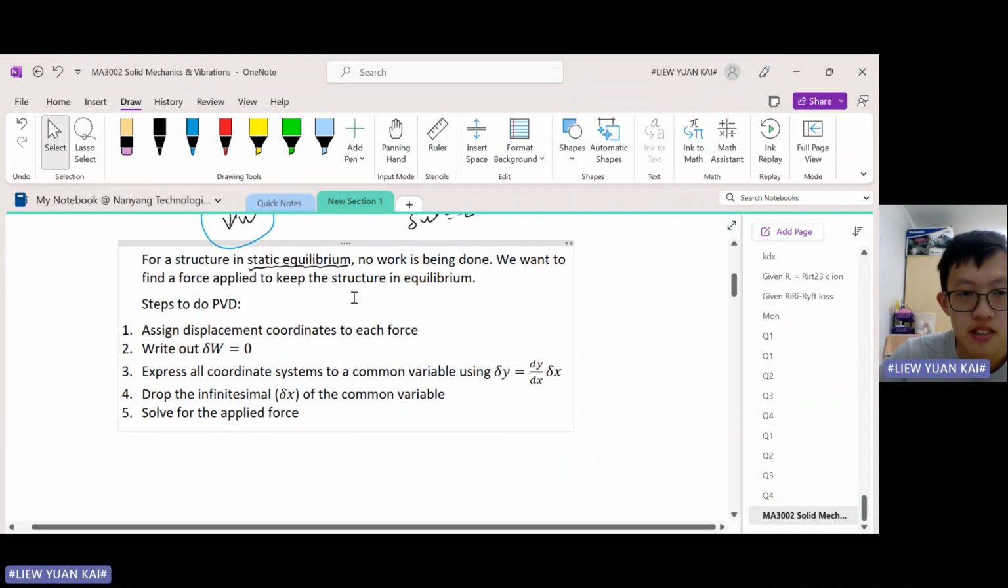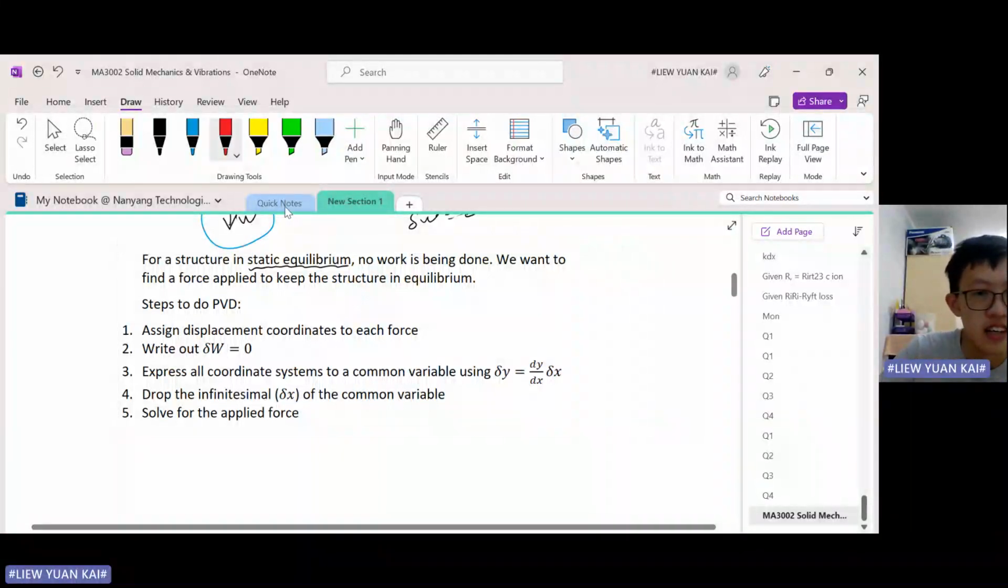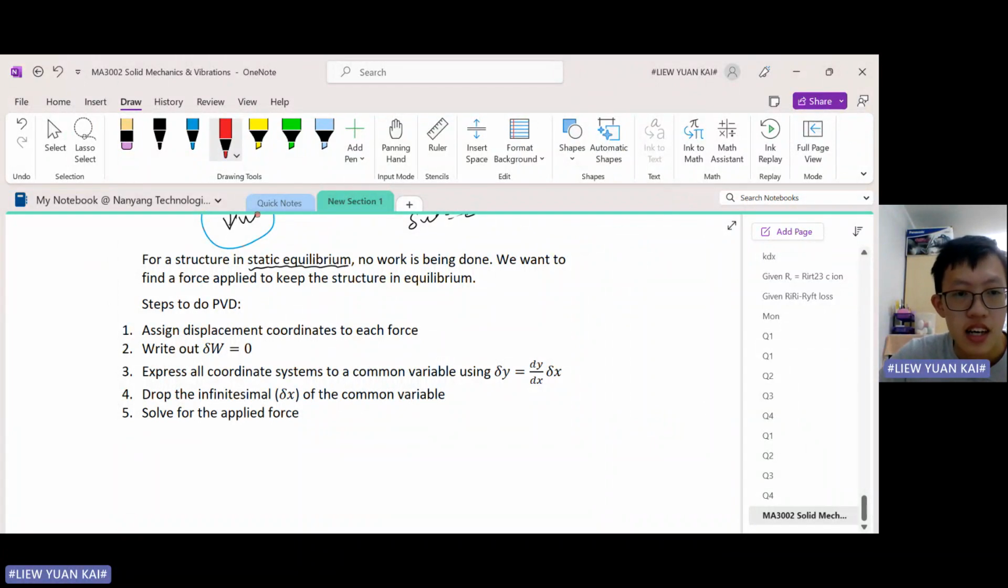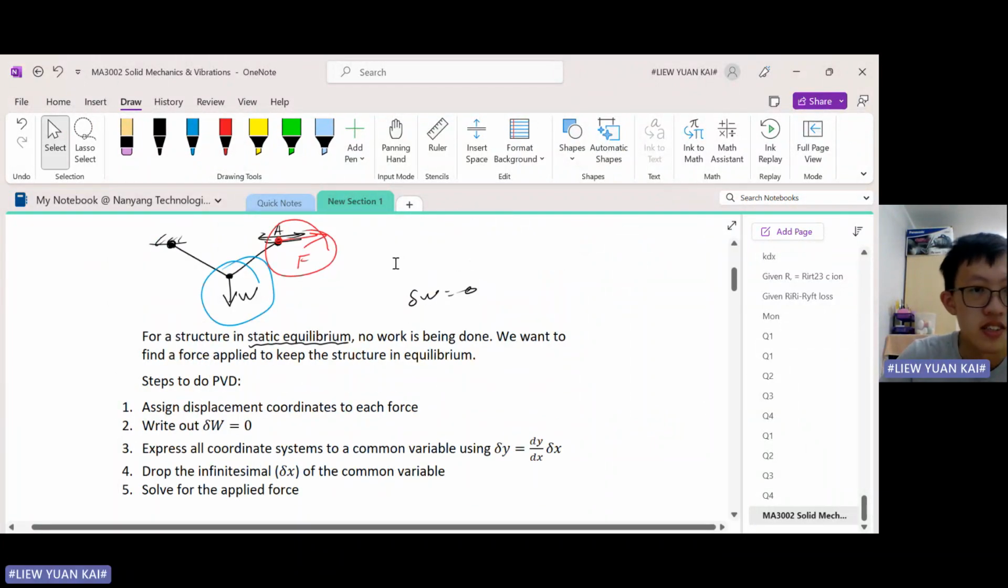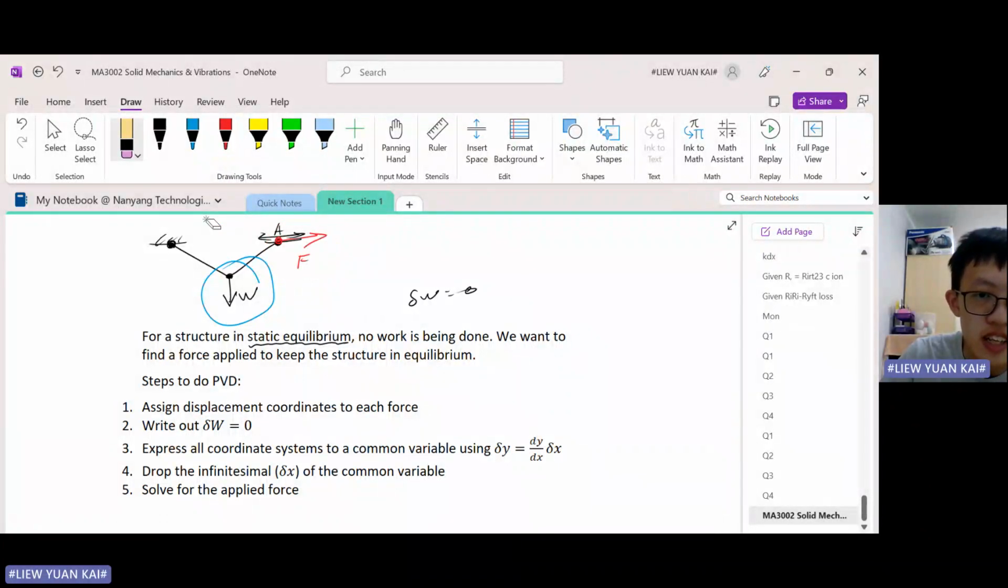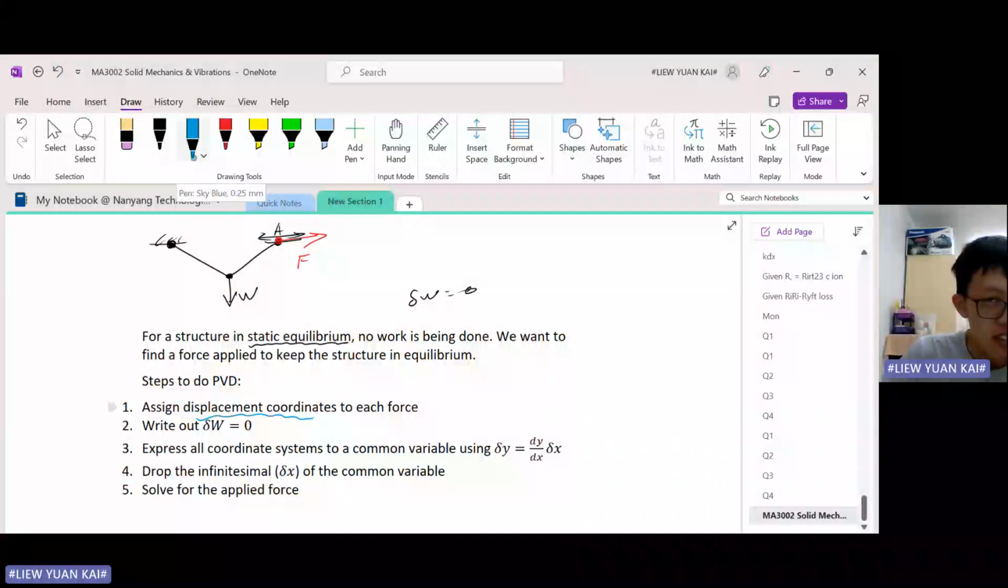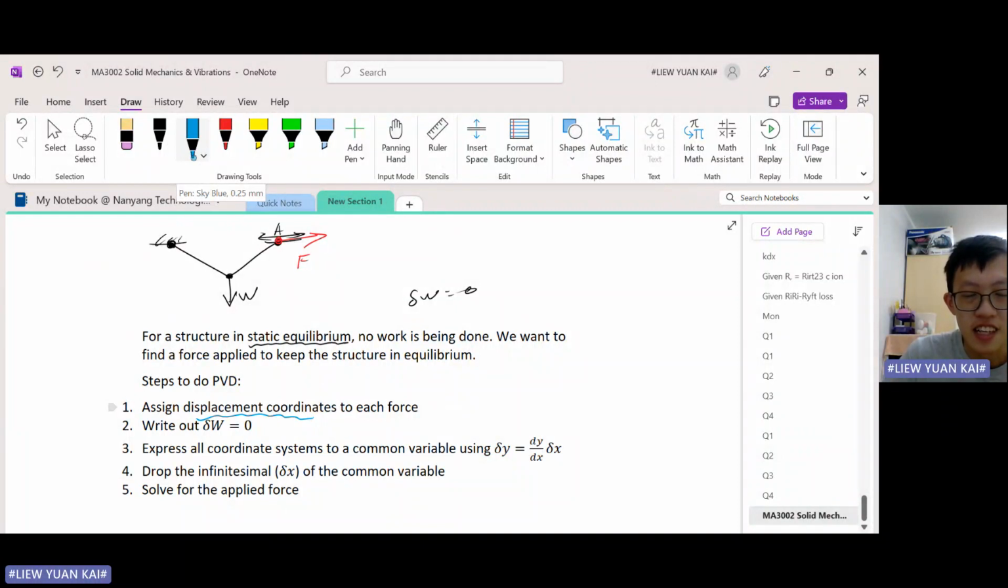So what are the steps to doing PVD? I outlined it all here. Step 1: first, you must assign the displacement coordinates to each force. What does that mean? Let's use this structure that I've drawn here. To do this, there is a special criterion that you need to satisfy. You can't just simply assign it however you want. So what is that special criterion? You must start from a fixed point. Emphasis on fixed. This is important.